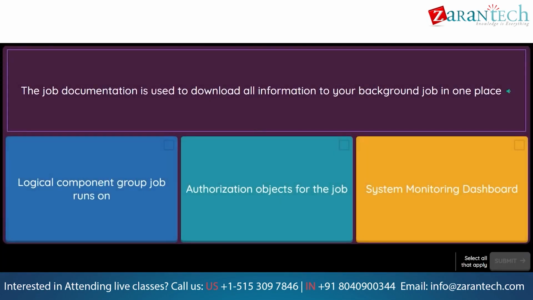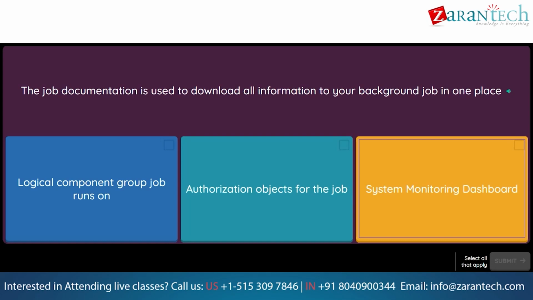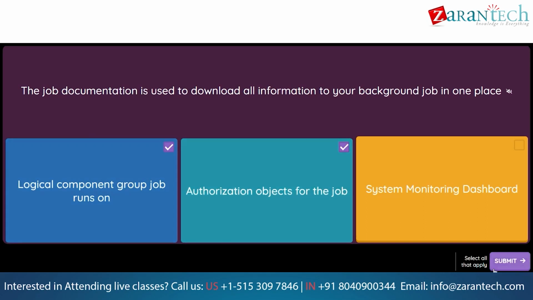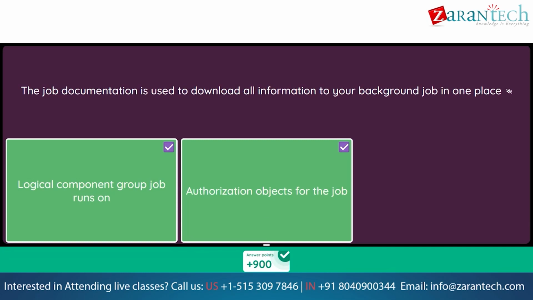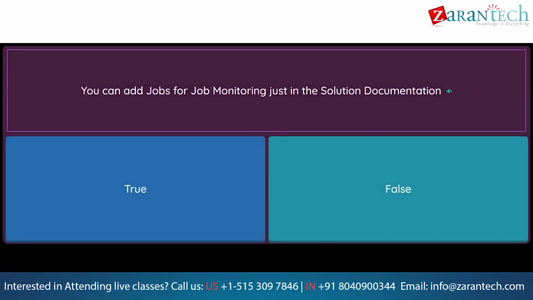Question: The job documentation is used to document all information to your background job in one place. Option 1 Logical component group job runs on. Option 2 Authorization objects for the job. Option 3 System monitoring dashboard. Question: You can add jobs for job monitoring just in the solution documentation. Option 1 True. Option 2 False.